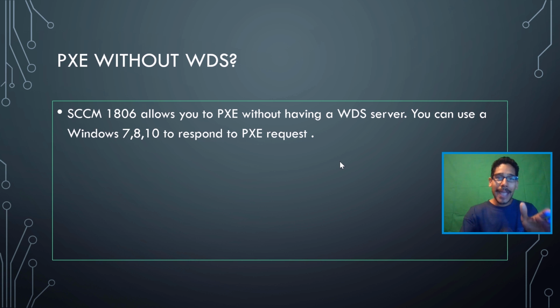You could use a Windows 7, a Windows 8, or a Windows 10 machine. You don't need a server. This is why 1806 is so cool. You don't need a physical server. You could use an actual Windows 7 or Windows 8 or Windows 10 machine. That means you could create a small little virtual machine with one of these operating systems and install the PXE role into these machines, and that machine will act as a PXE client. How awesome is that?